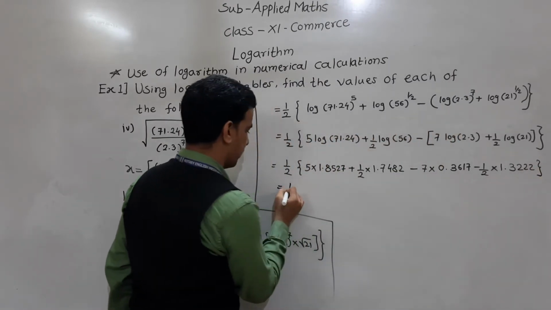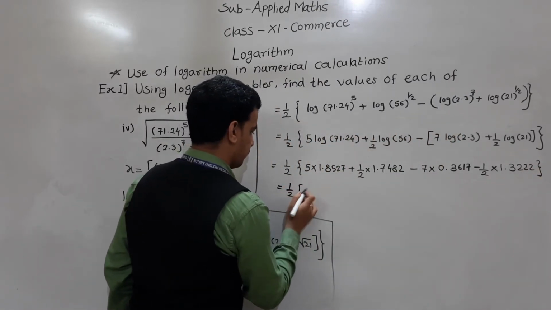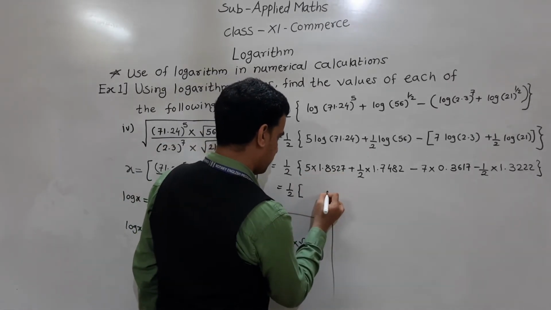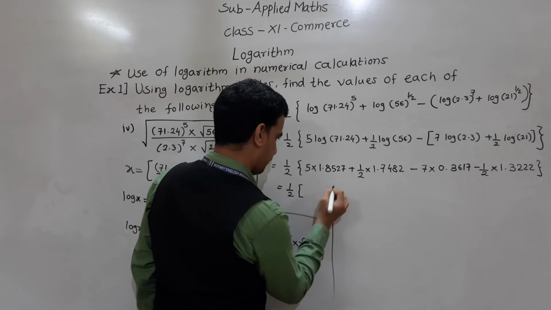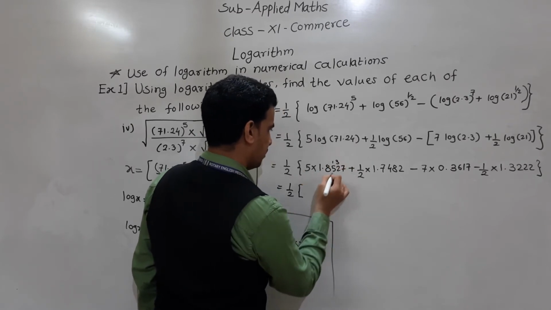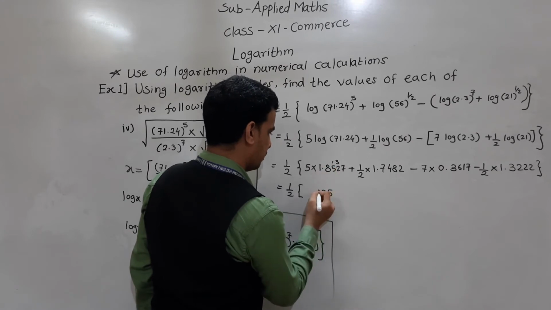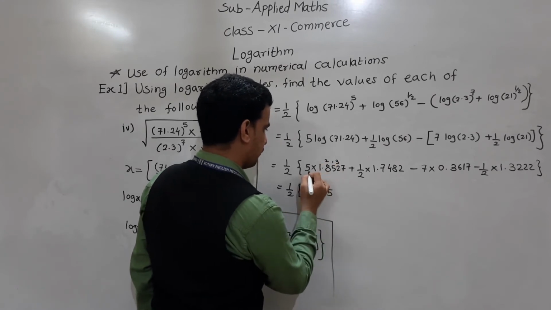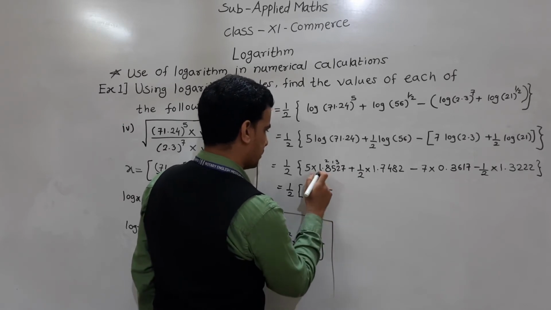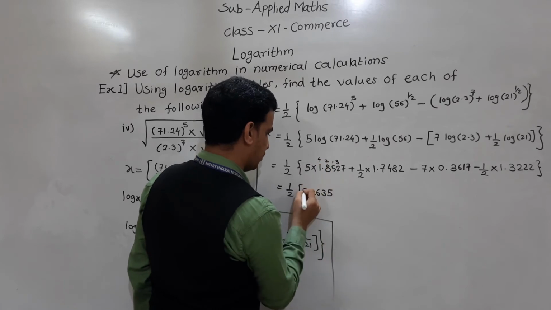Okay, so 1 by 2 into 5 multiplied to this. 5 sevens are 35, 5 twos are 10 plus 3, 13, 5 fives are 25 plus 1, 26, 5 eights are 40 plus 2, 42, 5 ones are 5 plus 4, 9.